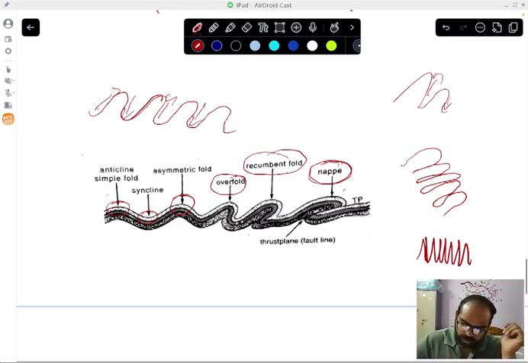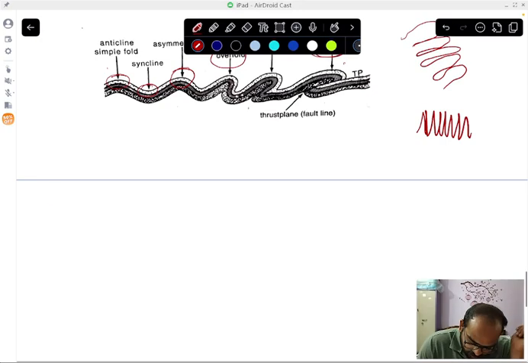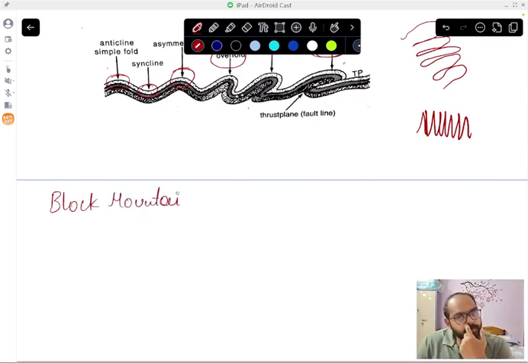Okay. And next we'll see block mountains. We have already dealt with block mountains in detail while I was covering divergence. Please do check it.